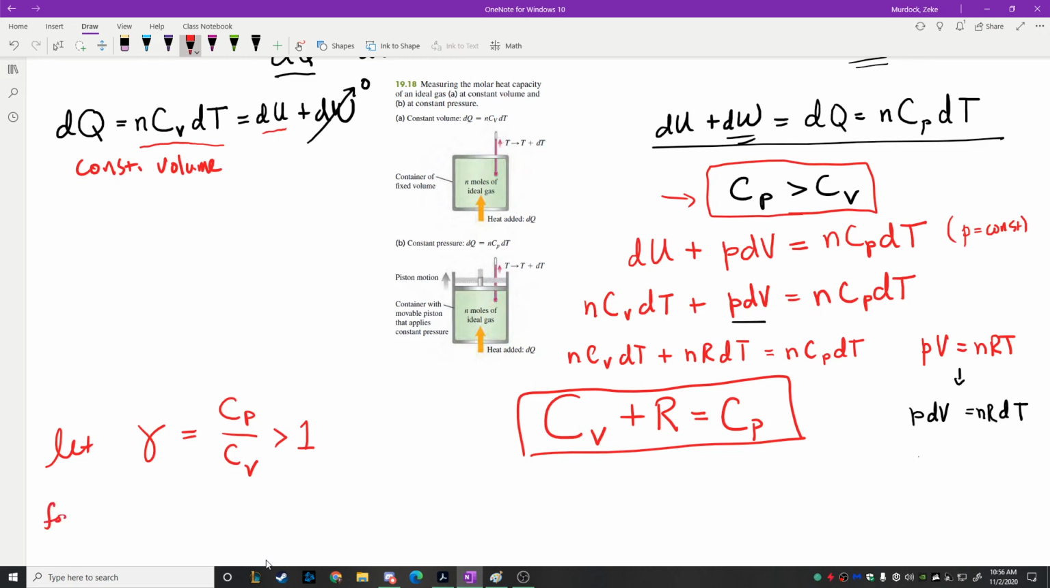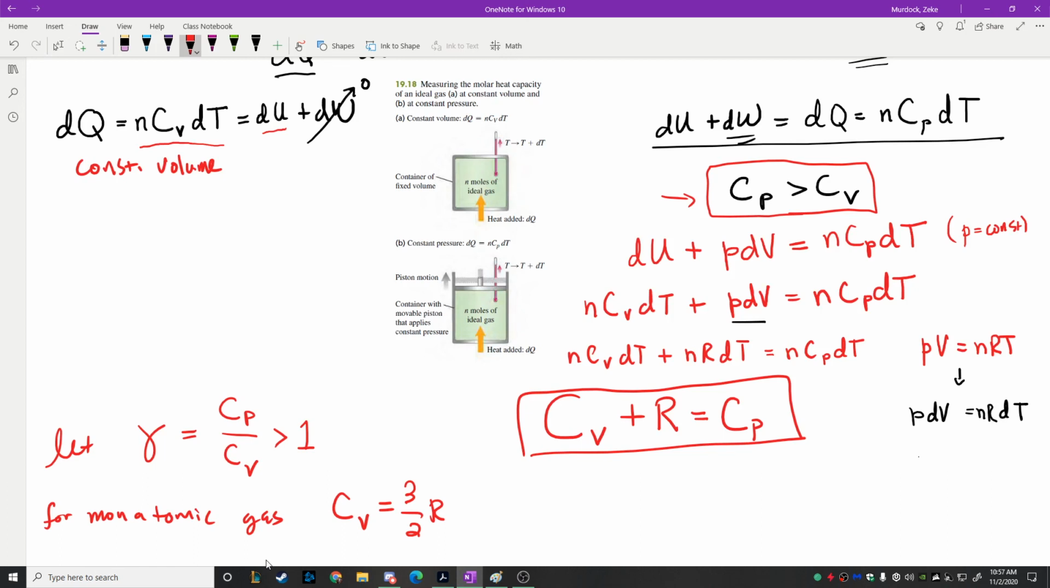For a monatomic gas, for example, Cv is equal to 3/2 R. I don't know if you remember why this was the case, but basically the molar heat capacity ended up being related to the internal energy, which was related to the temperature, and the temperature was related to the number of degrees of freedom. And for a monatomic gas, it had 3 degrees of freedom: motion in the x direction, y direction, and z direction.